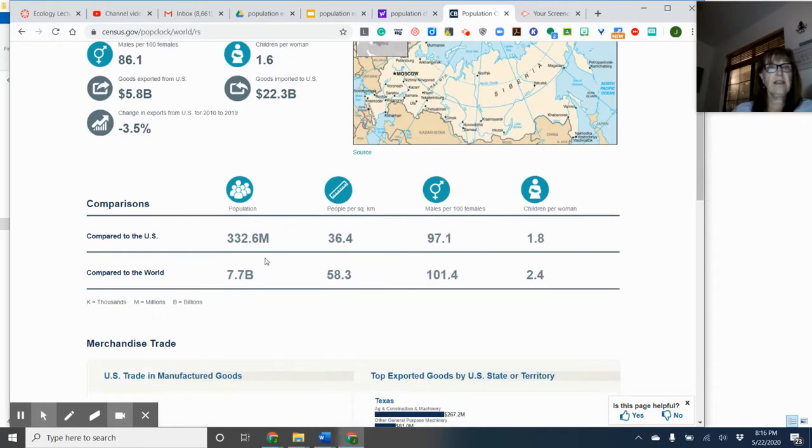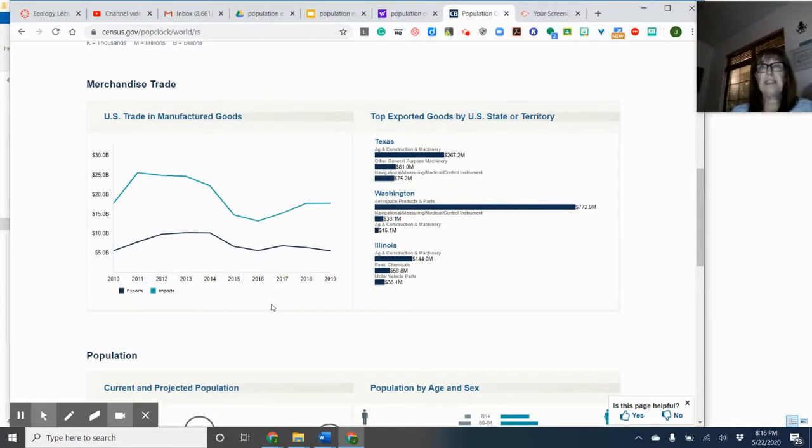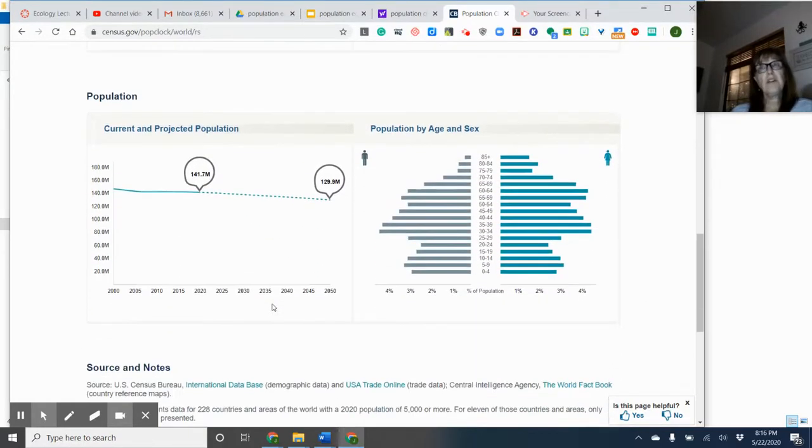We can compare that to the population of people in the United States. We can compare that to the number of individuals in the world. There's information about trade, exports. Again, you can look at an age structure for that particular country. And we can see that a large number of the individuals living in Russia are in the 30 to 40-year-old range. And then there's a significant group in the 55 to 65 range as well. And then we'll talk about what that means in just a little bit.